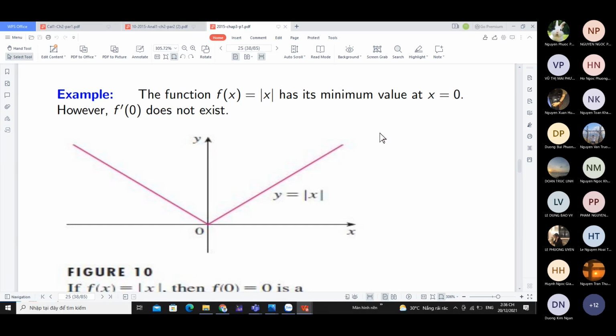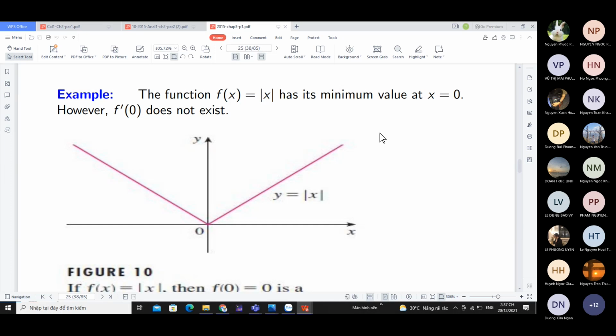The above theorem gives us just a necessary condition. If the function f attains a maximum value or minimum value at c, and f prime of c exists, then f prime of c equals 0. But f prime of c equals 0 does not ensure that the function f attains a maximum value or minimum value at c.